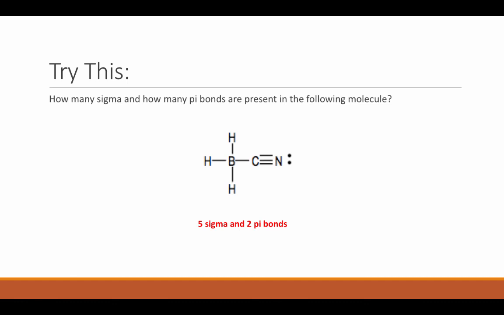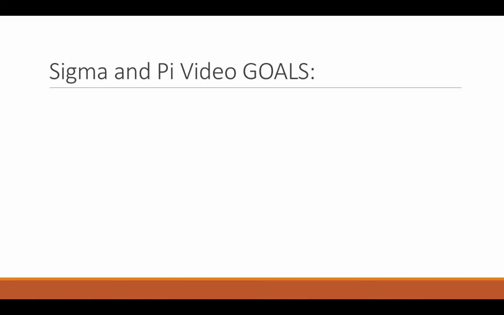Welcome back. Here's what you should have gotten. Notice that each of the single bonds between B and H and B and C are sigma bonds, giving us 4, and our triple bond contains 1 sigma and 2 pi, for a total of 5 sigma and 2 pi bonds. That brings us to the end of this video.